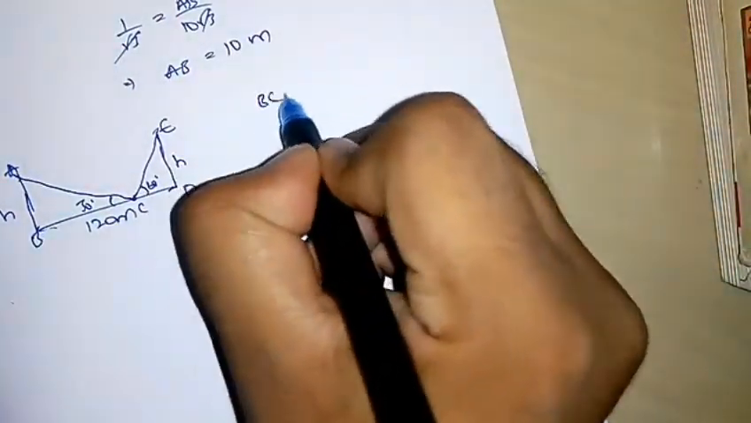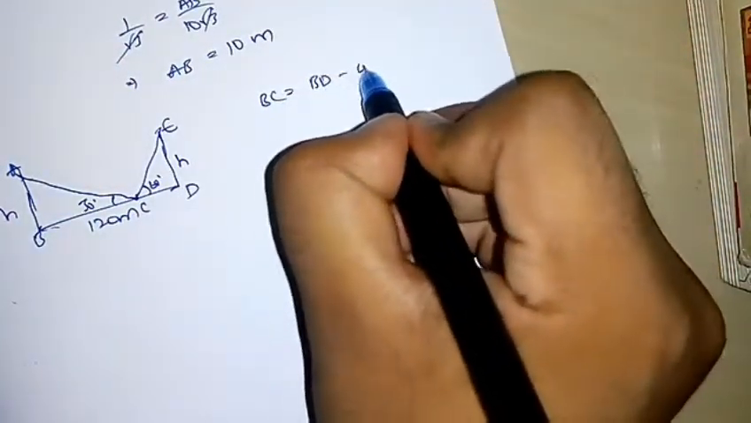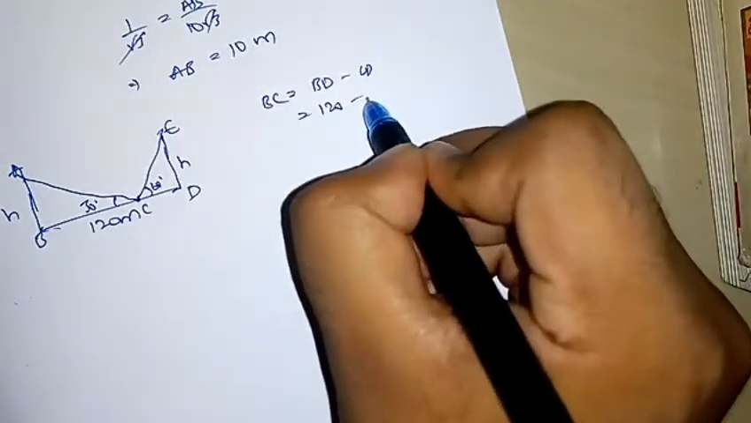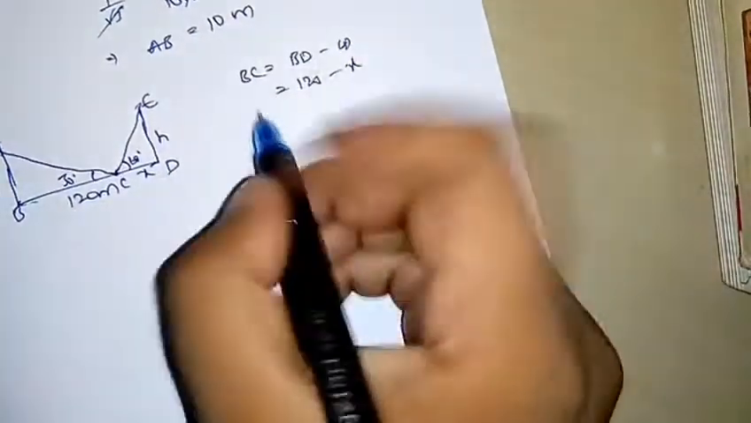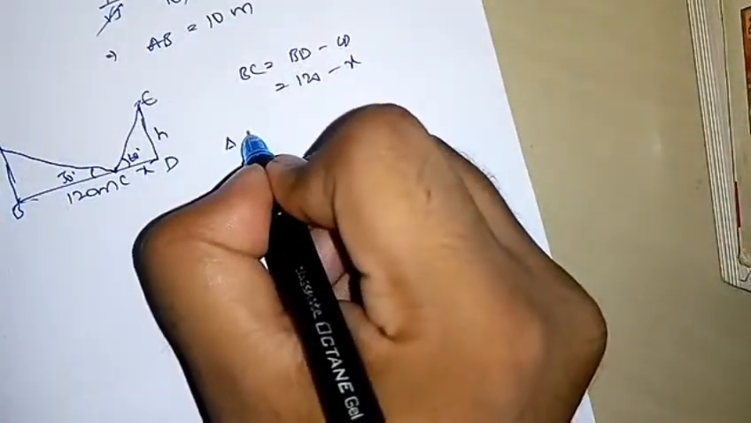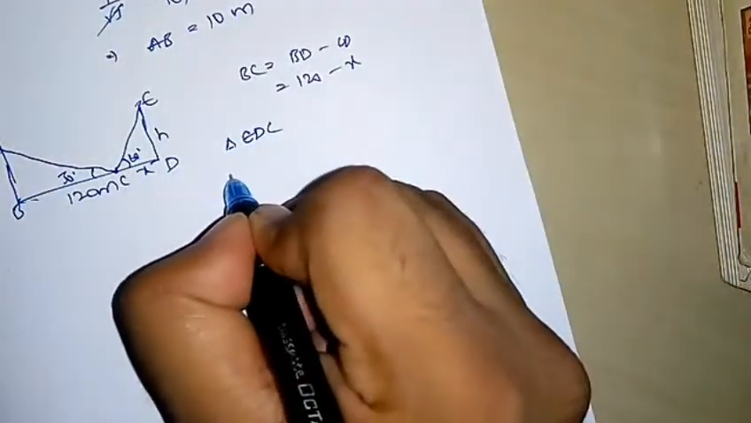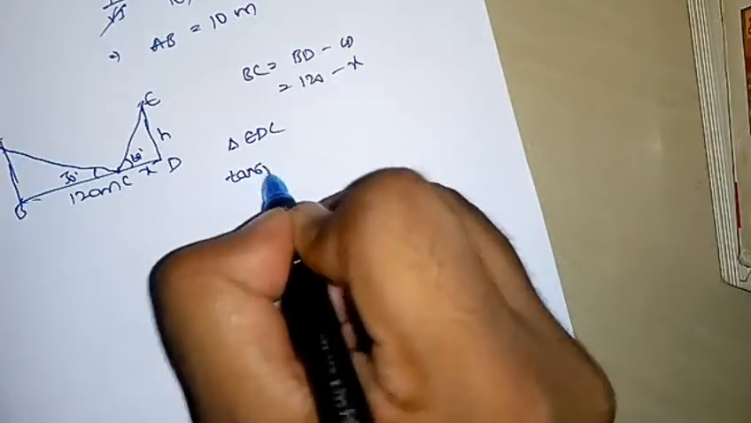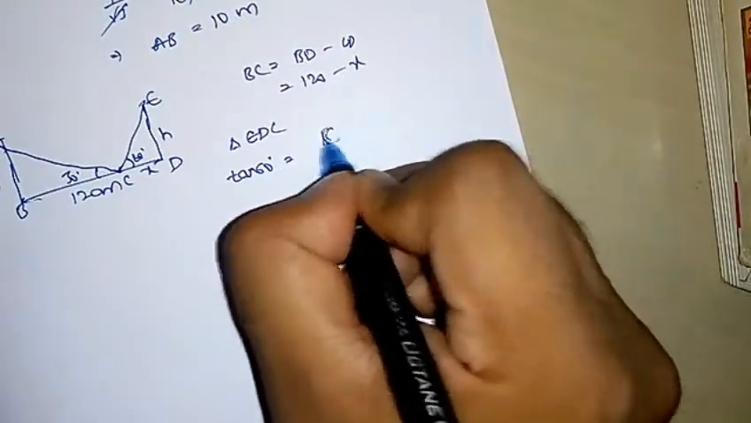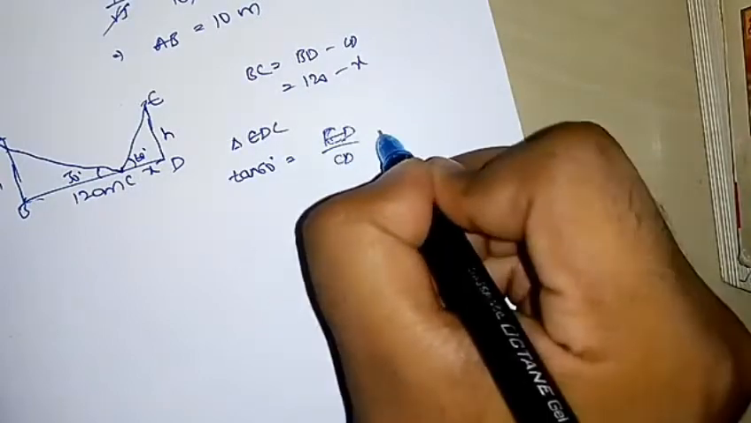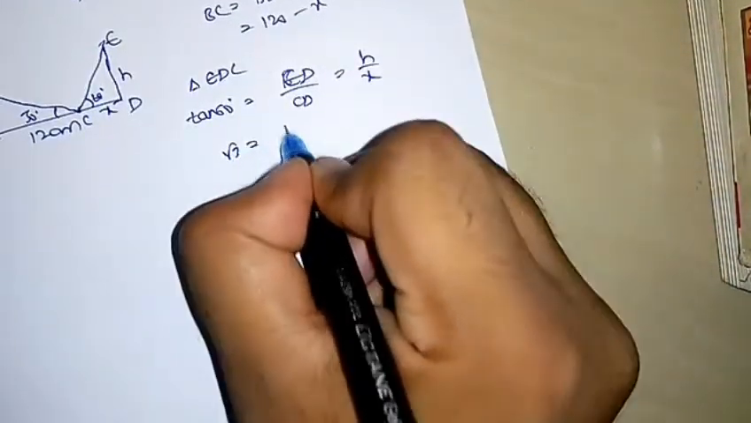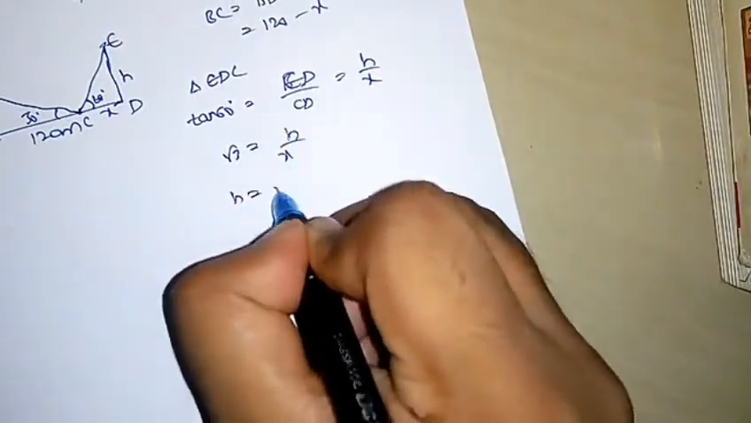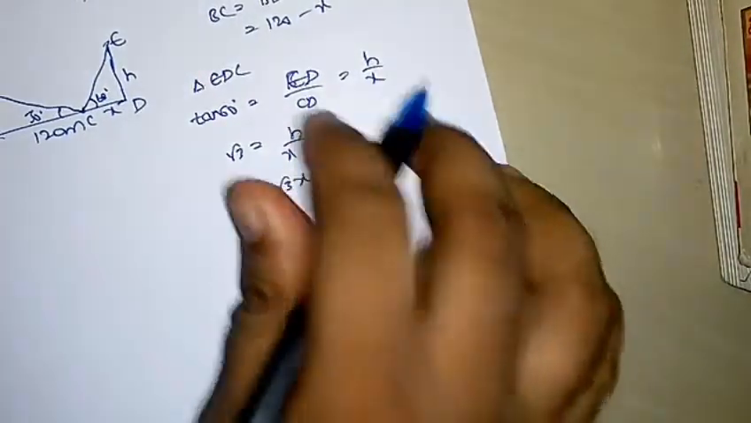So you know that BC is equal to BD minus CD. BD is 120 meters minus, let this be x. So this will be 120 minus x. Now in triangle EDC, tan 60 degrees is equal to ED by CD, which is equal to h by x. Tan 60 is root 3, which is equal to h by x. Therefore h is equal to root 3 x meters.